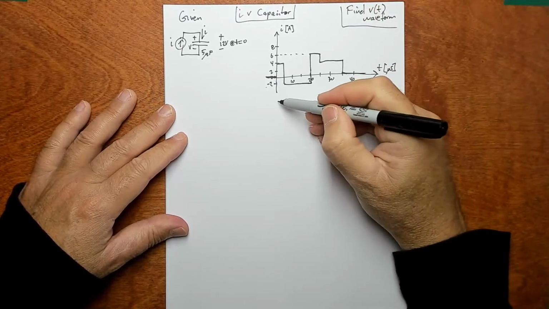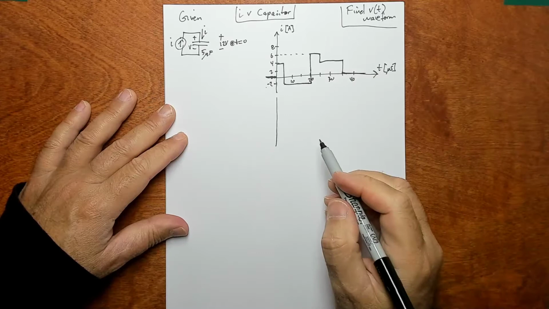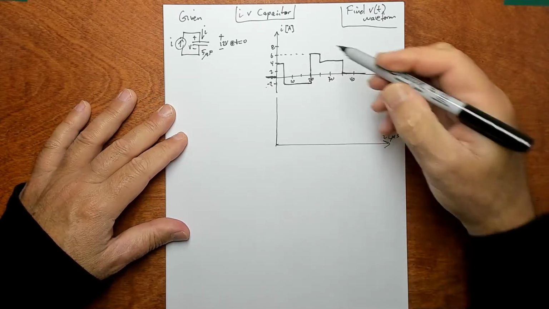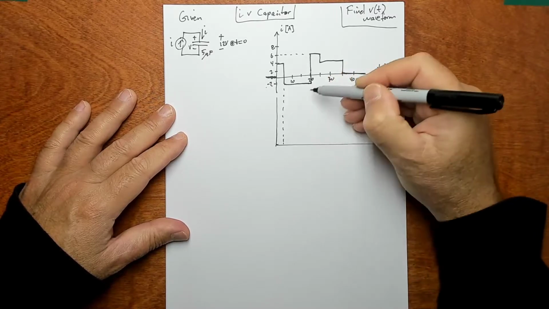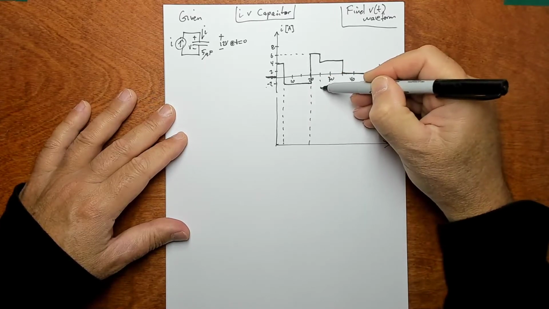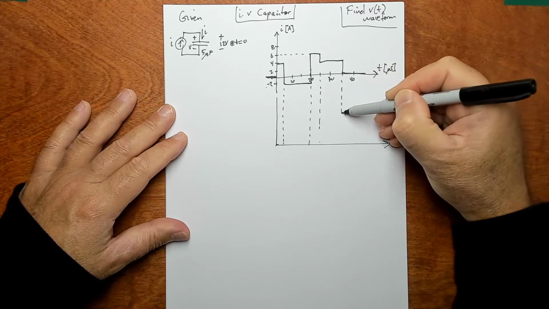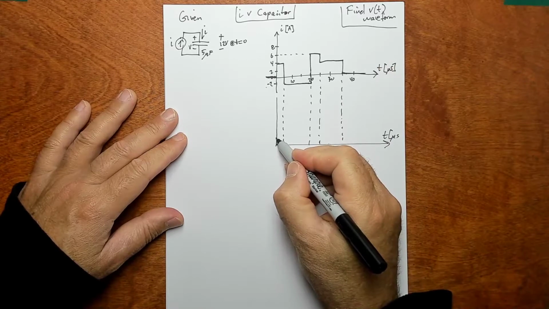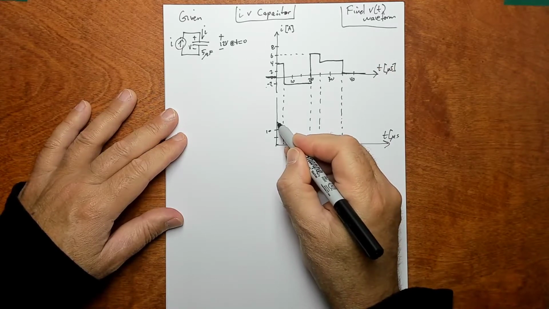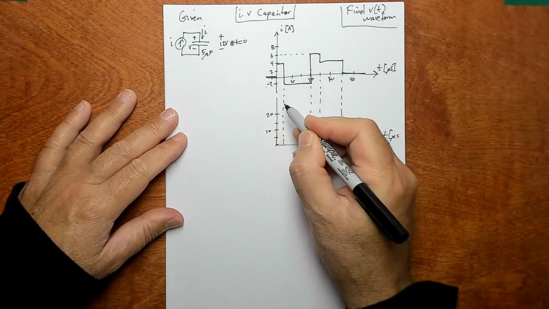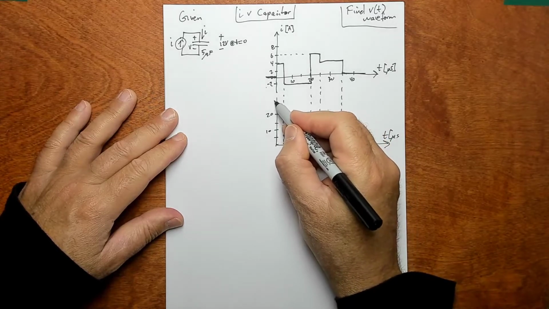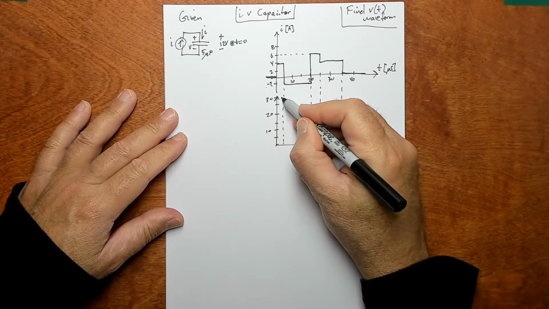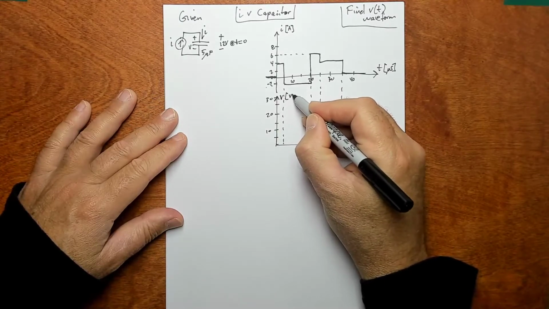Okay, so I'm going to sketch or get that ready to go here on the V of t waveform. So this is time in microseconds. I'm going to bring all of these intervals down. And let's see, so 5, 10, 15, 20, 25, 30. So this is the voltage in volts.